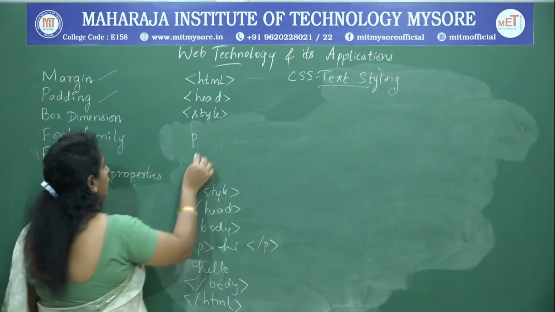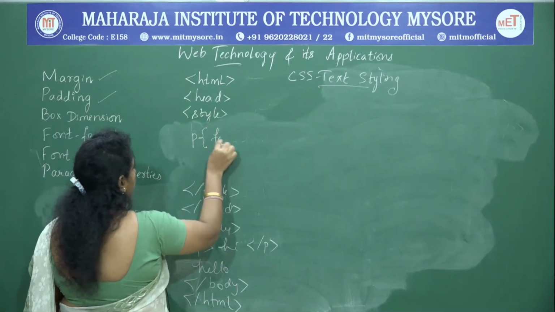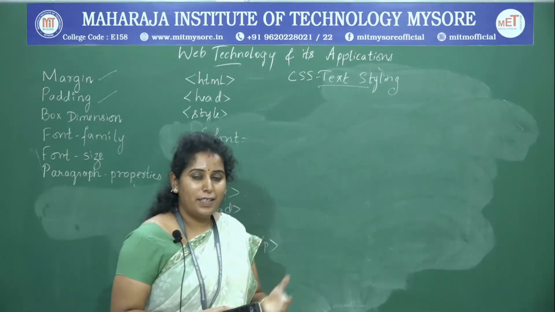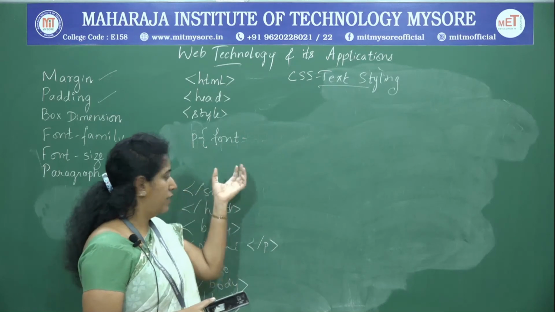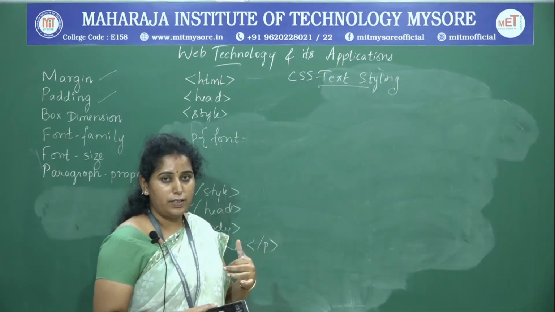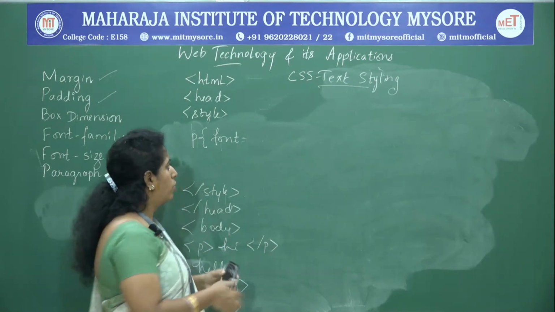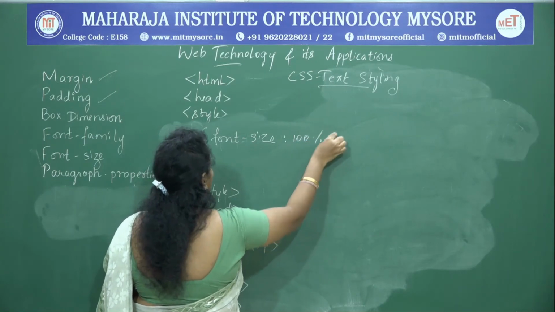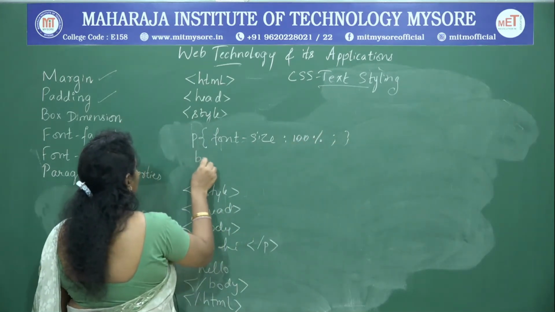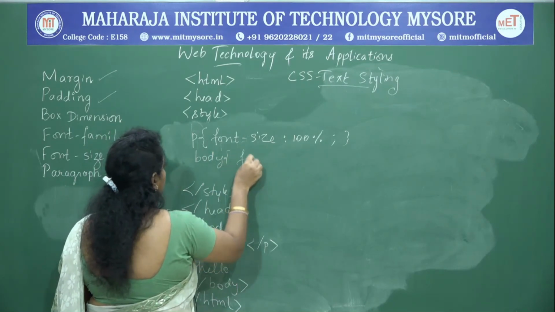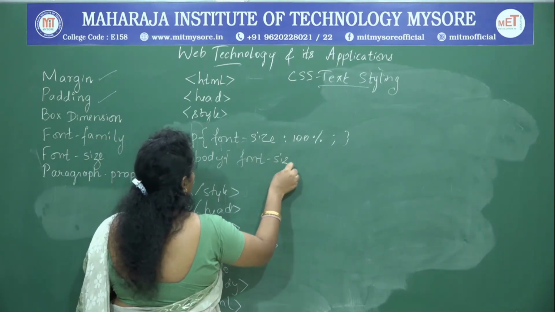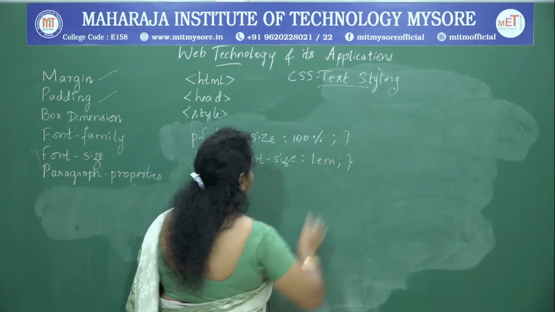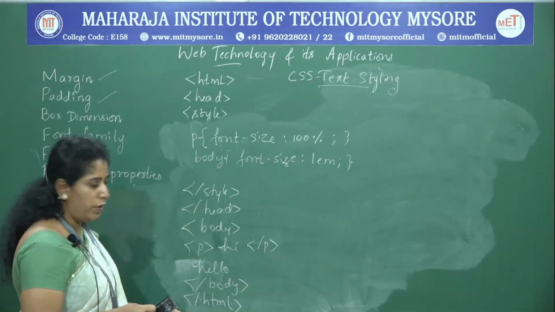Okay, so now I will give a style, that is font size. Font size means you are giving an increased size, or you can decrease the font size. You are varying the font size. So for font size I am giving 100%. Then for body I am giving font size 1 em. Now let us run the program.